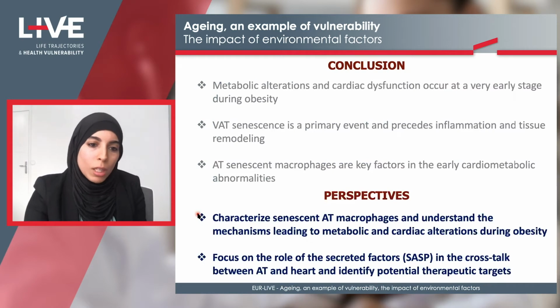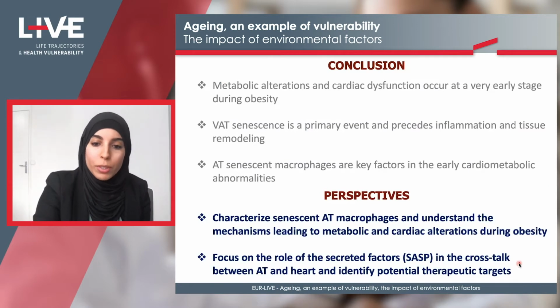So our aim now is to characterize senescent adipose tissue macrophages and understand the mechanisms leading to metabolic and cardiac alterations during obesity, and also to focus on the role of the secreted factors, also known as SASP or senescence-associated secretory phenotype, in the crosstalk between adipose tissue and heart, and identify potential therapeutic targets. Thank you for your attention.